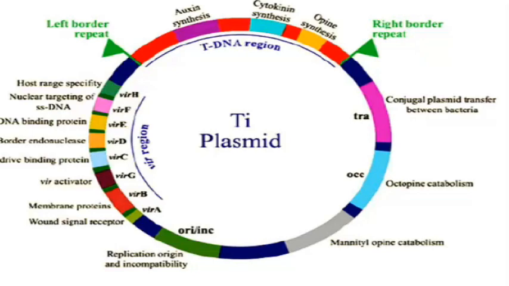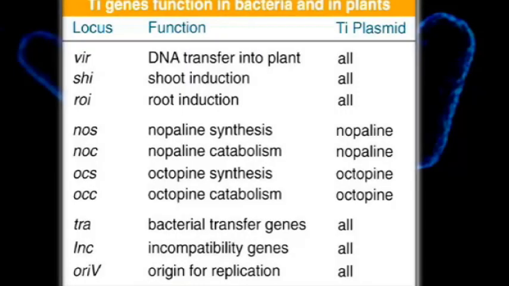Moving on to the TI genes involved in bacteria and plants. Three main sets of genes are present. The first set consists of the Vir gene which helps in the transfer of tDNA into the plant genome, the Shi gene which helps in shoot induction and codes for cytokinin, and the Roi gene which helps in root induction and codes for auxin.